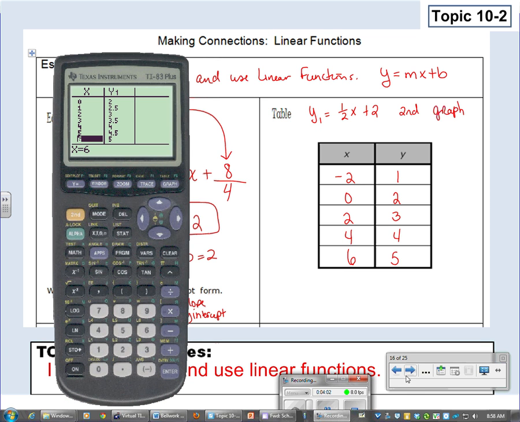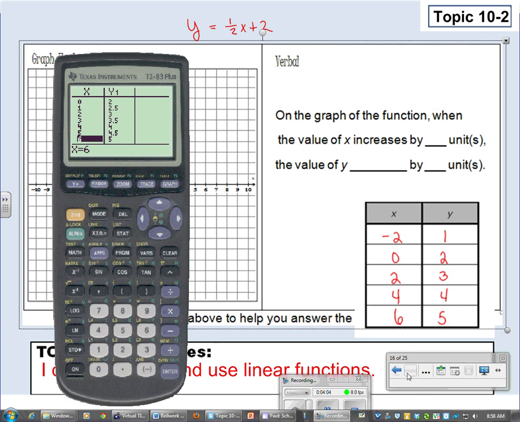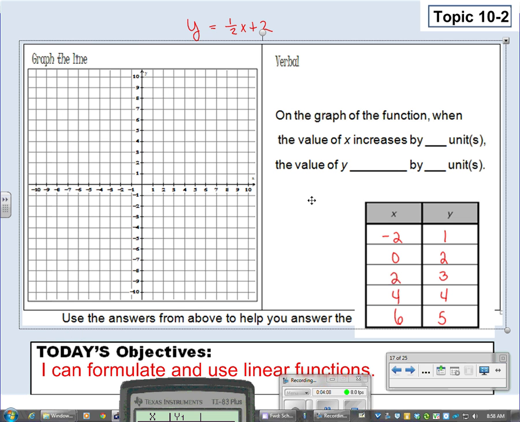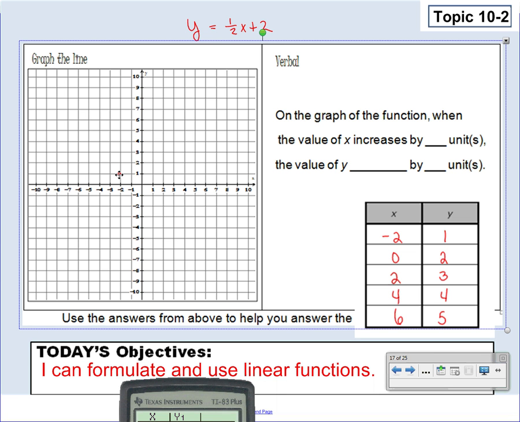Now that we have our table filled in, we can use these numbers in order to graph the equation. So using the graph, we see our x coordinate is negative 2, y coordinate is positive 1. We have a point there. X is 0, y is 2. X is 2, y is 3. When x is 4, y is 4. And when x is 6, y is 5.